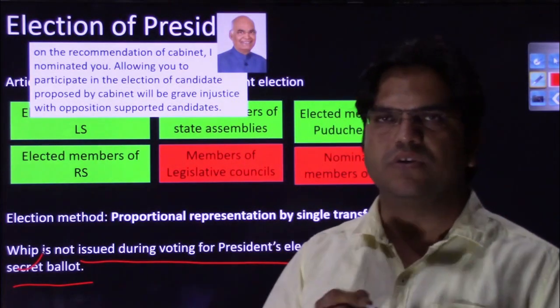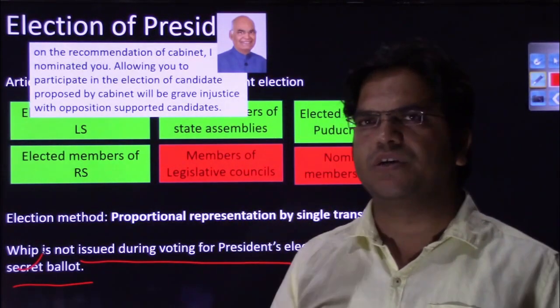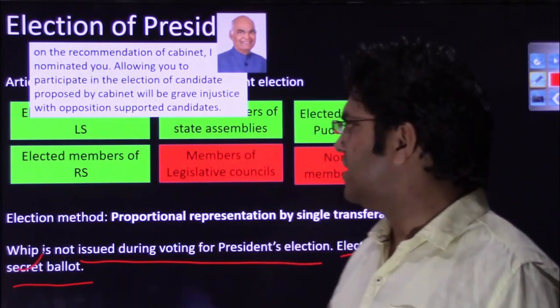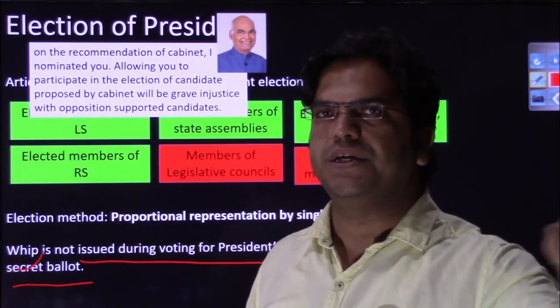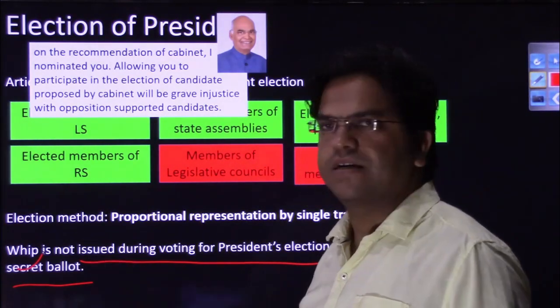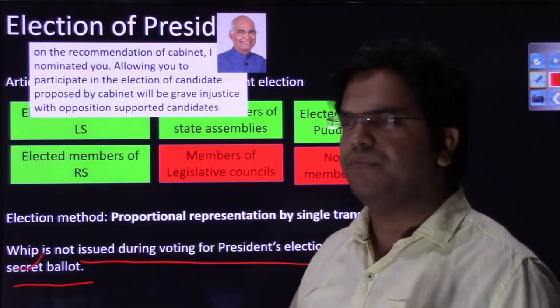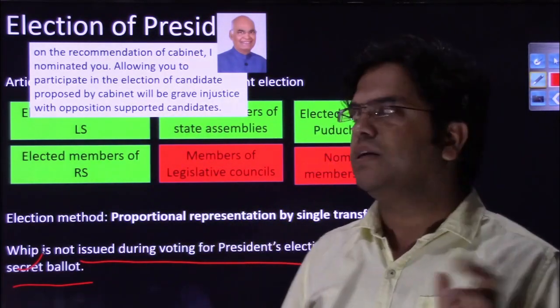So in secret ballot, once he has mentioned the preference that okay, to this candidate I am giving first preference, to this candidate I am giving second preference, after that he can simply just submit it to the secretary of the house, right? That's why this secret ballot concept. So everything that you saw here is driven by logic. There is nothing that you need to cram.